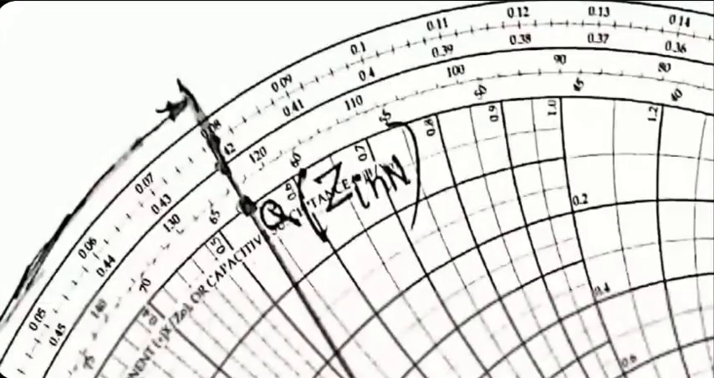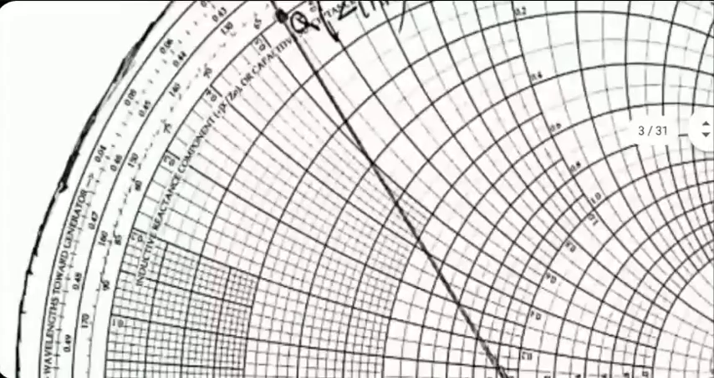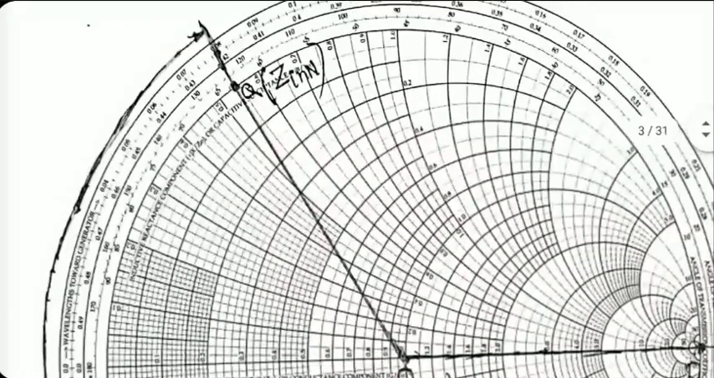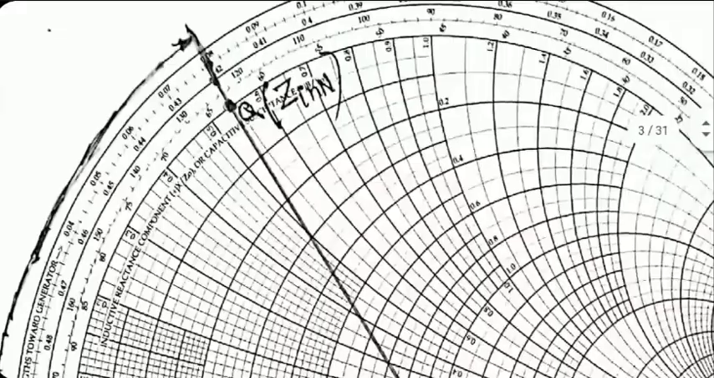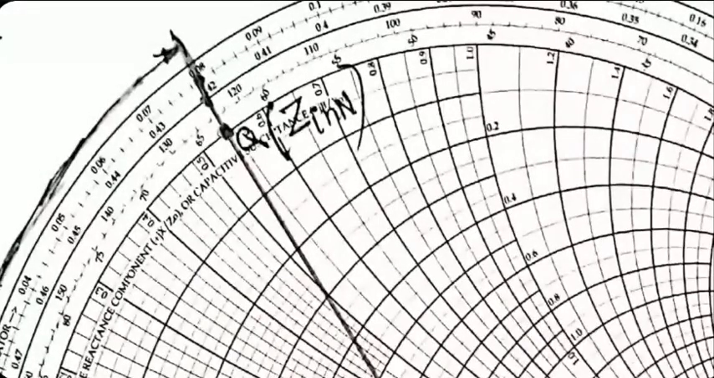So I mark that point, and from that point, I draw a line connecting to the center of the circle. Okay. And then I read the phase of the reflection coefficient again on the same scale that I was using at the load end. I get around 120 degrees approximately, which is the correct answer.